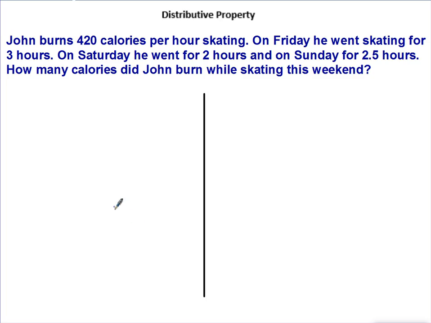All right, we have a problem here. John burns 420 calories per hour skating, and it tells you how long he went skating over the weekend, and want to know how many calories did he burn in total. There are 2 different ways that we could solve this problem. The first way is we could say, well, he went skating for 3 hours on Friday, plus 2 hours on Saturday, plus 2.5 hours on Sunday.